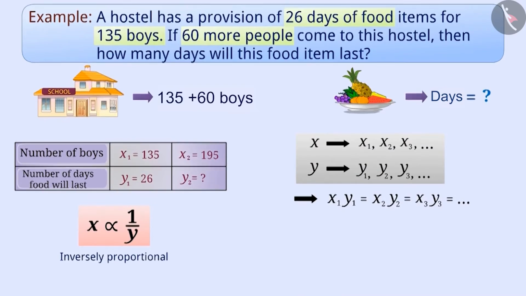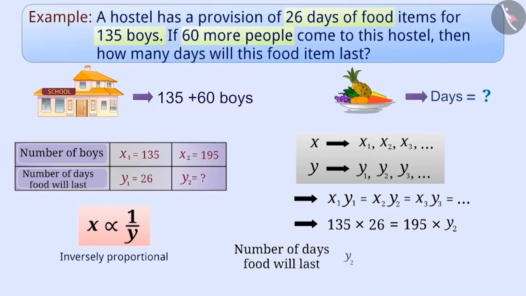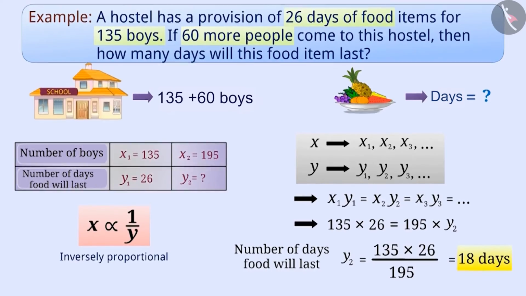So, here we can say that 135 multiplied by 26 is equal to 195 multiplied by Y2. Therefore, the number of days the food will last will be Y2, which is equal to 135 into 26 by 195 days, which is equal to 18 days. In this way, if 60 boys come to this hostel, then this food item will last for 18 days. Let us now move to the next example.